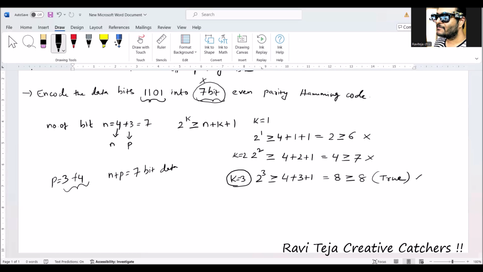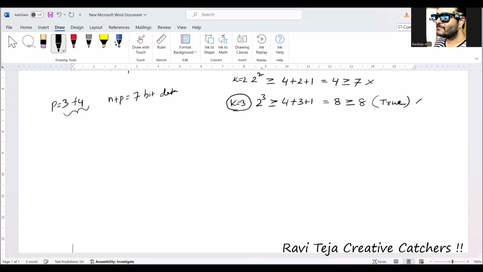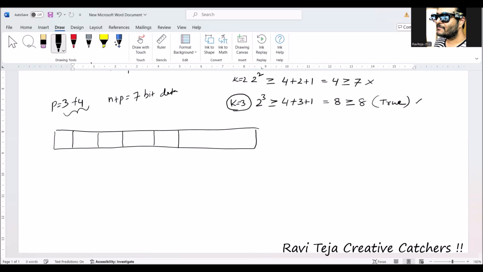Now what we should do is draw a box according to this given concept. Let's draw a box now. The total number of bits to be drawn is 7: 1, 2, 3, 4, 5, 6, 7. Now let's draw one more box.